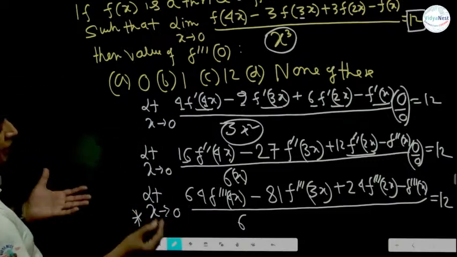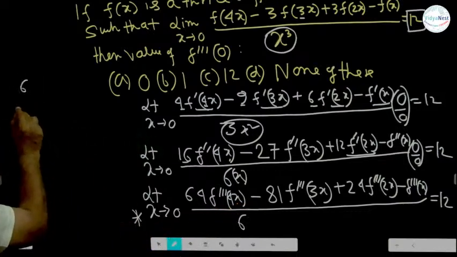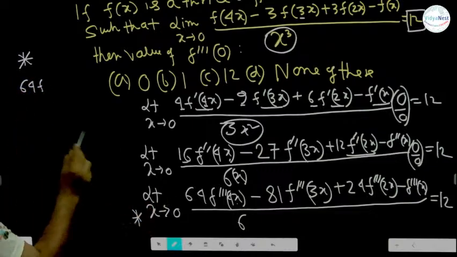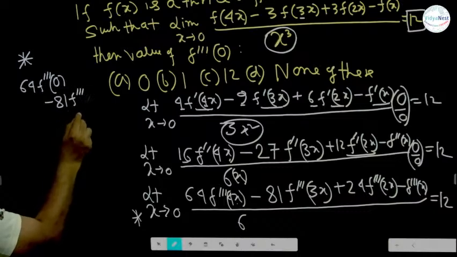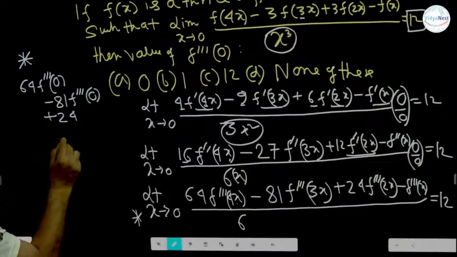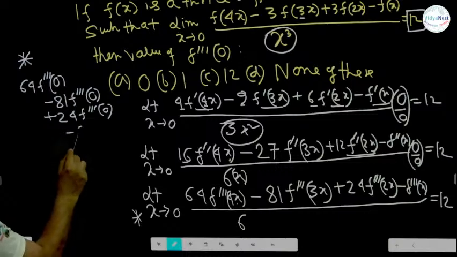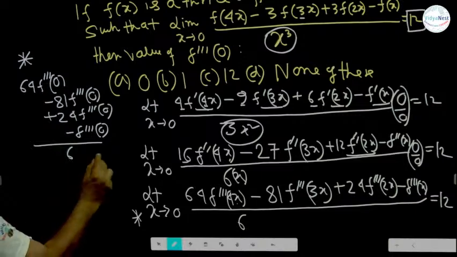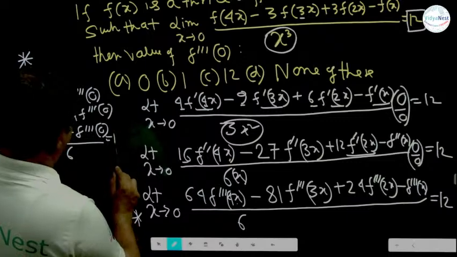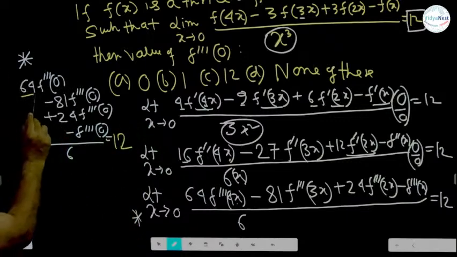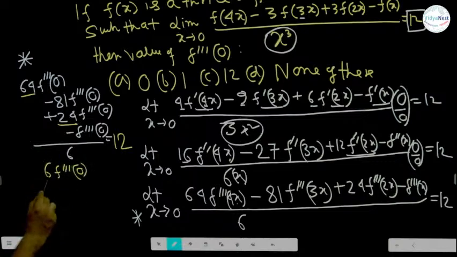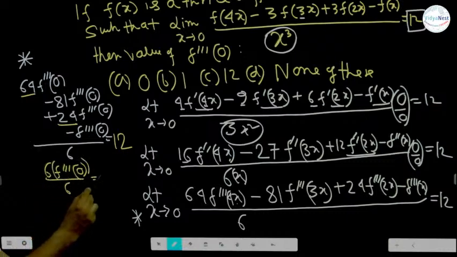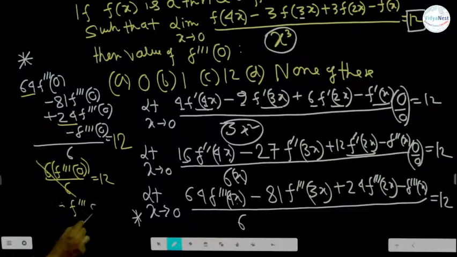So, you can clearly put 0 in place of x and that will give you 64 f'''(0) minus 81 f'''(0) plus 24 f'''(0) minus f'''(0) by 6, that is 12. That will give you what? 64 plus 24, 88, minus 82, 6 f'''(0). See, 88 minus 82 by 6. So, f'''(0) is 12.